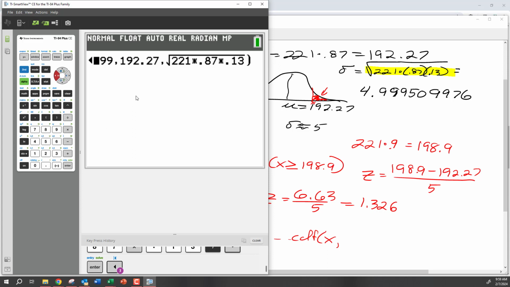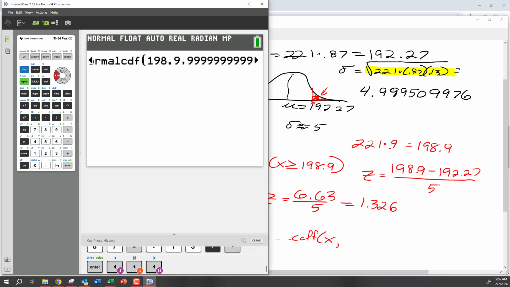Go to the left, you'll see. So the first number they ask for is the lower bound. I'm sorry, not x. They ask for the lower bound. Then you do comma, you give it the upper bound. Then comma, you give it your x. Then comma, you give it your standard deviation. And then you hit enter.